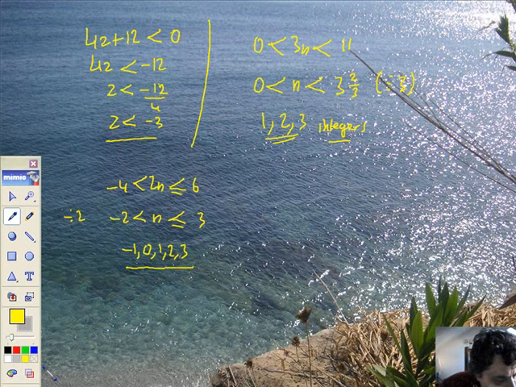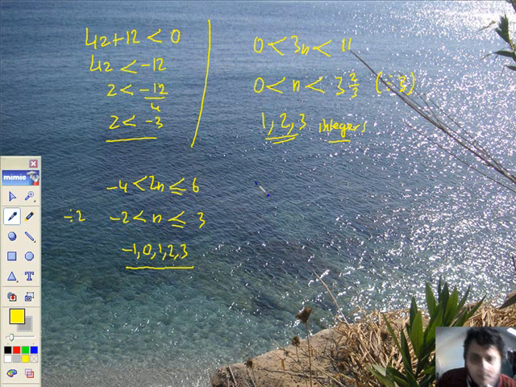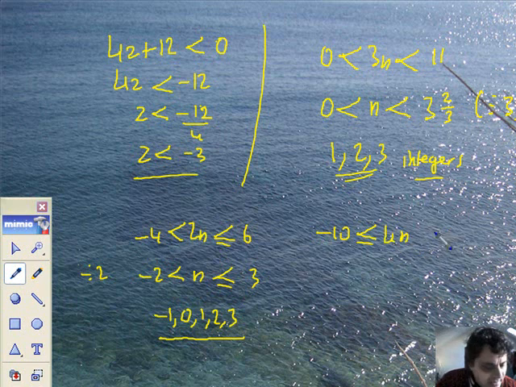I want to do C because it highlights something. C can be done over here. So I've got minus 10 has got to be less than or equal to 4 times n, and that's got to be less than 12. So dividing both sides by 4, I've got minus 2 and a half, I believe. Yes. 4 goes into 10 twice, 2 left over, that's right. Less than or equal to n, and 12 divided by 4 is going to be 3.